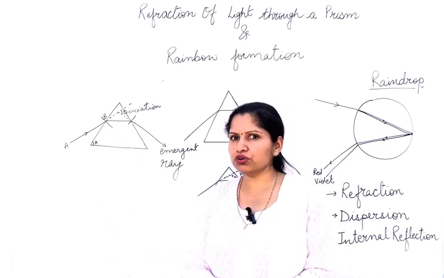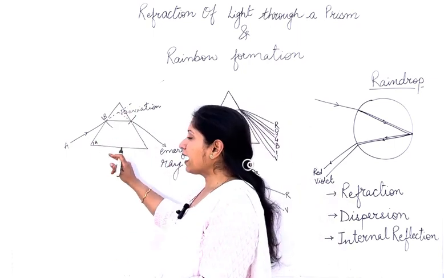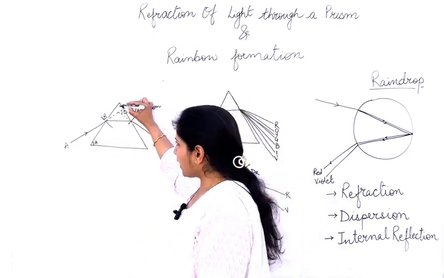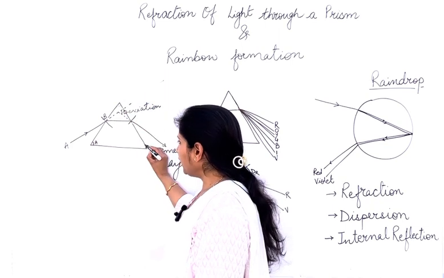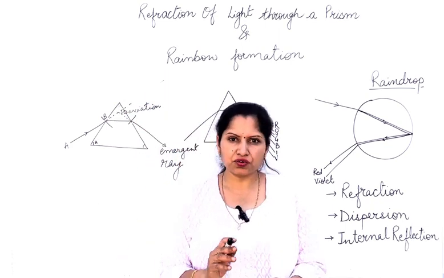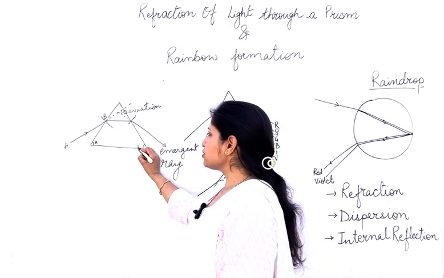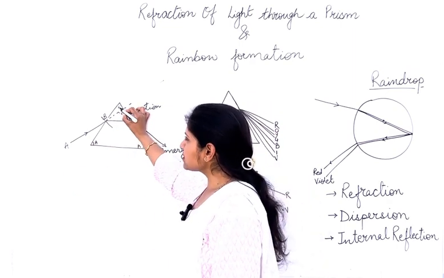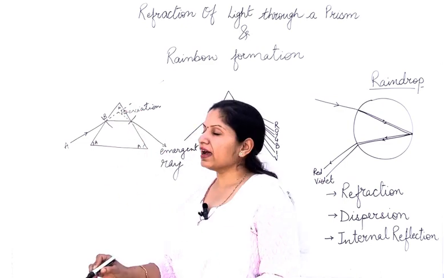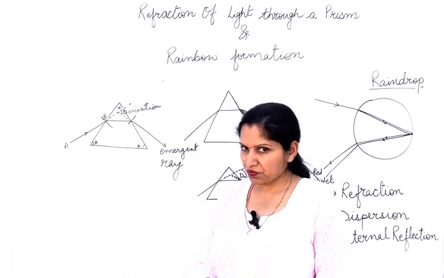Another thing that you should know about the prism is the angle of prism. The angle between any two lateral faces of a prism is known as the angle of prism, represented by A. So this is also A, this is also A, and this is also A, that is the angle of prism.